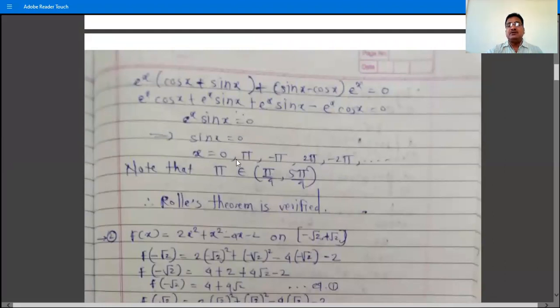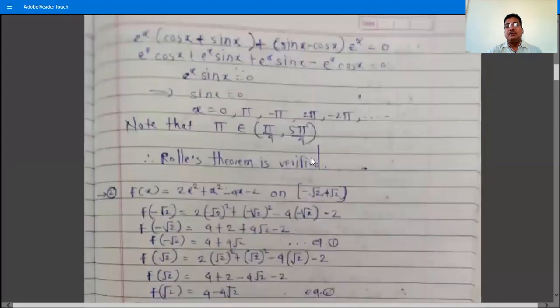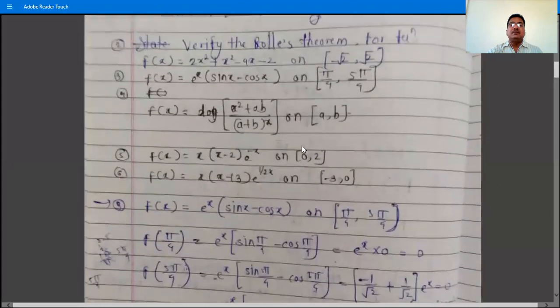And out of these values of x, the value pi lies between pi by 4 and 5 pi by 4. That is, we have at least one point in this interval where the derivative at that point is 0. And therefore, Rolle's theorem is verified.